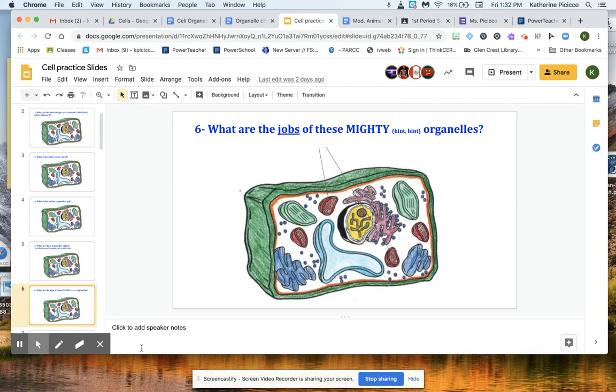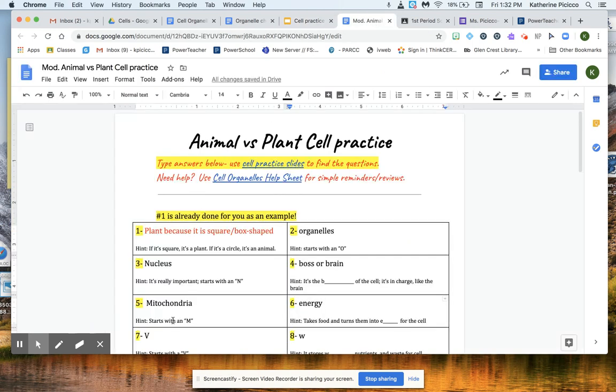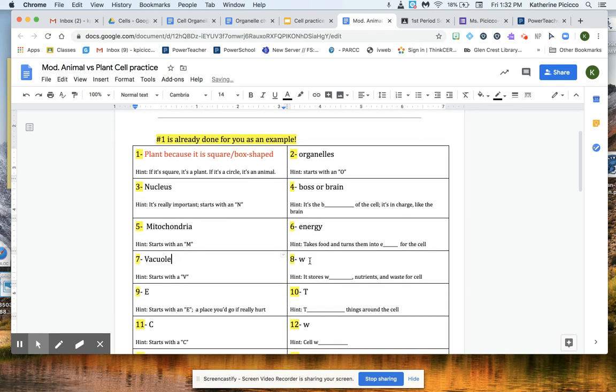Okay. All right, number seven. What is this large organelle called? Okay, I always think this kind of looks like a swimming pool. Man, I wish I could be in a swimming pool right now. But this large organelle is called a vacuole. A vacuole. And here's how you spell it. Vacuole. That's a weird spelling, okay?